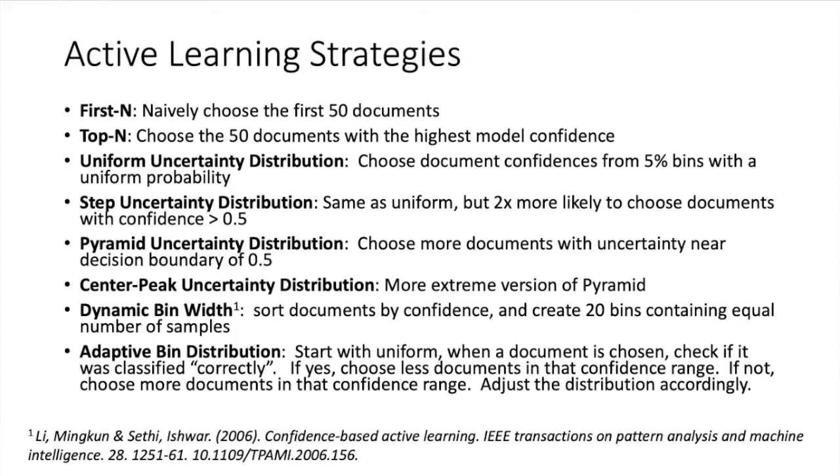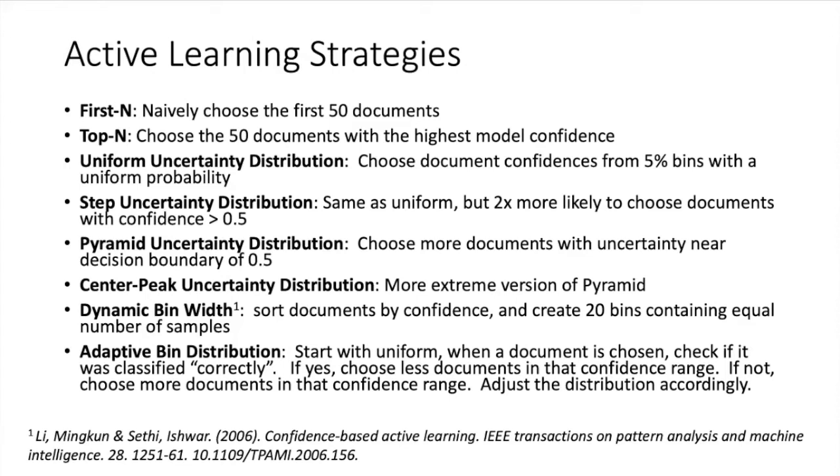The way we're handling this and uncertainty sampling in general looks at the confidence score reported by the active learning model as a metric of how well the model knows how to treat that document. So in this case, the top N would be the documents that the model is most sure about, that are the top scoring documents. Uniform uncertainty distribution is where we're going to choose document confidences from a uniform distribution across the range.